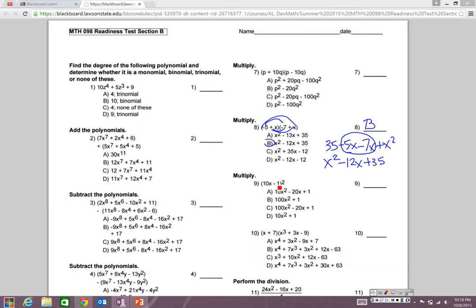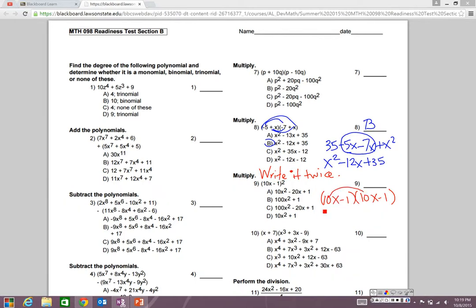Write 10x minus 1 2 times first. So when you get a situation like this, I need you to write it twice. Alright? So when you have something squared, write it twice. So this is really 10x minus 1 times 10x minus 1. That's a binomial times a binomial. What I want you to do is FOIL this, because this is not the same situation as number 7. Why? Because we have the same negative sign here. Nothing's going to cancel out in this situation. So make sure you write it twice and FOIL everything out.